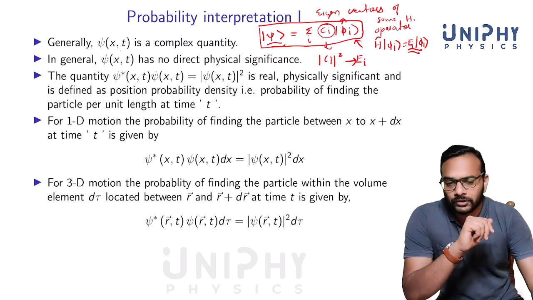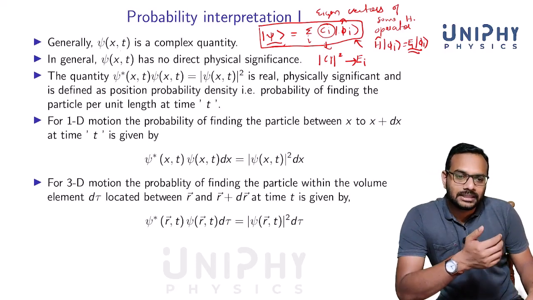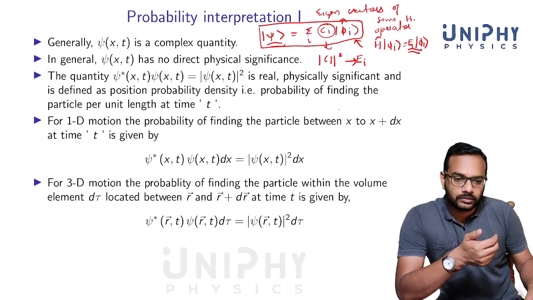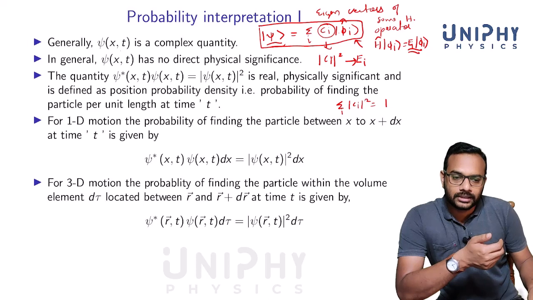Of course, you have to normalize these coefficients, because if these are to be interpreted as probabilities, the total probability has to be 1. So we need to demand that the summation over i of the modulus of Ci squared is equal to 1. This is for the discrete case.